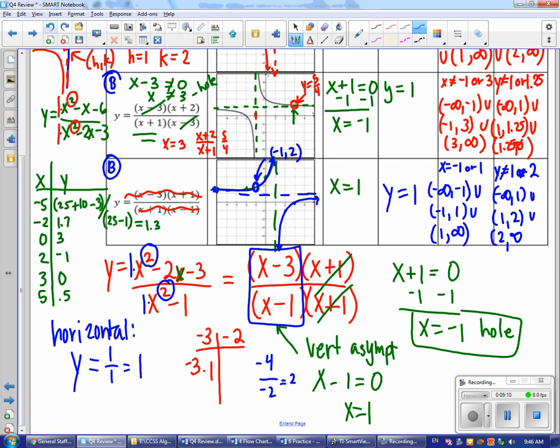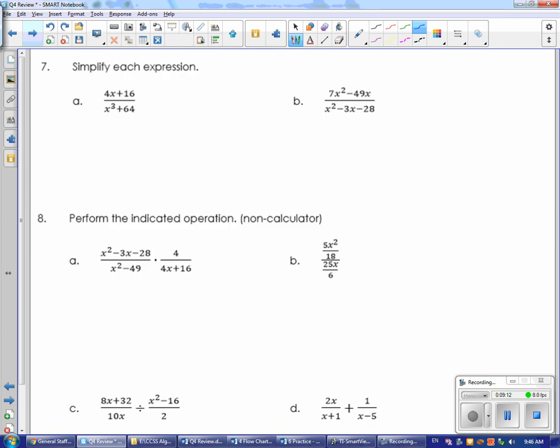Okay, let's move on to the next section. This is where you're simplifying rational expressions, or adding, subtracting, multiplying, and dividing.